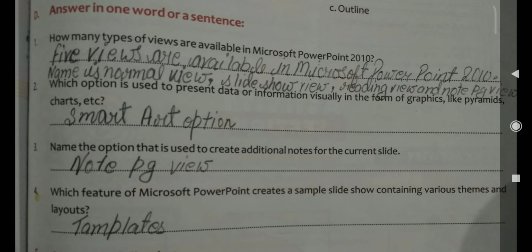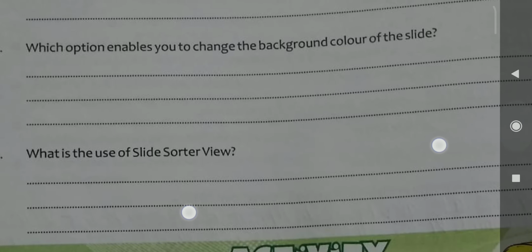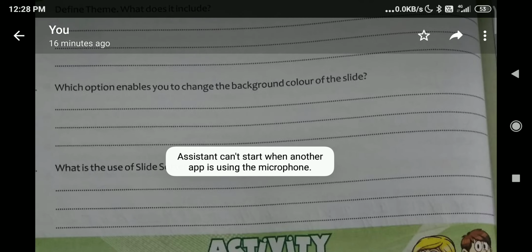Now the question number 4. These are the questions. Now I am going to discuss question number 4. First is define theme. What does it include?